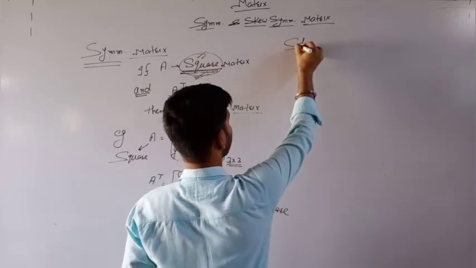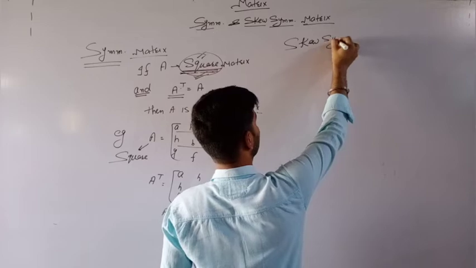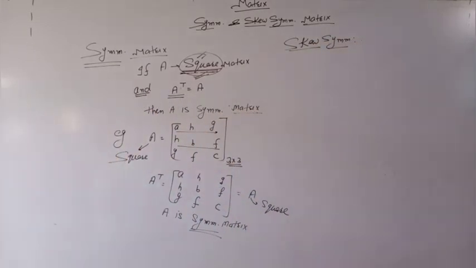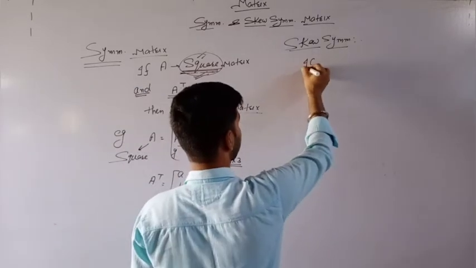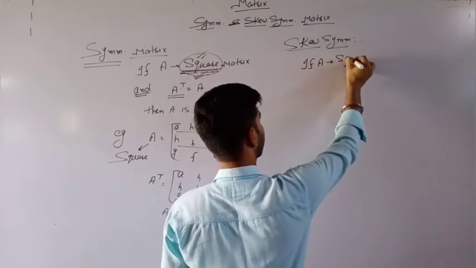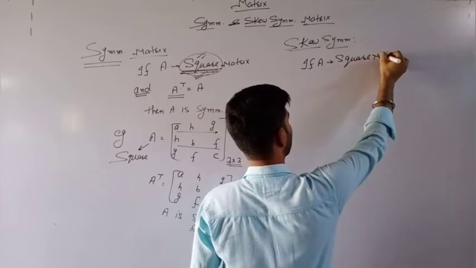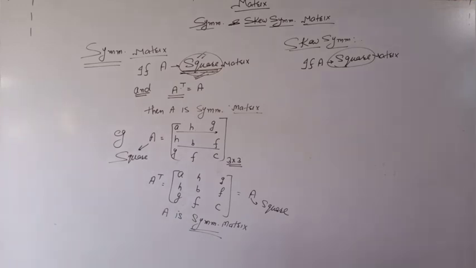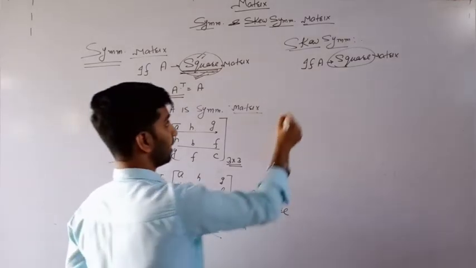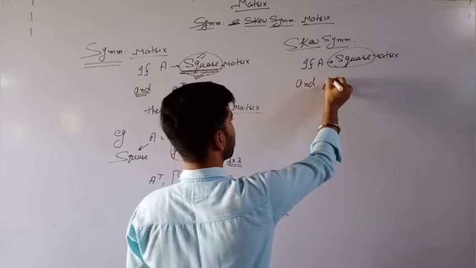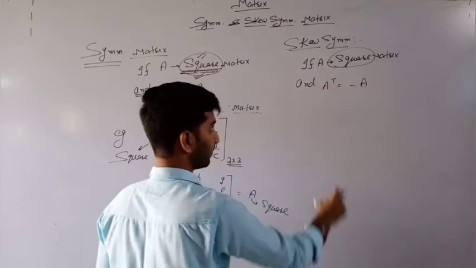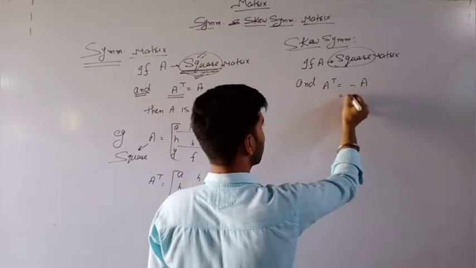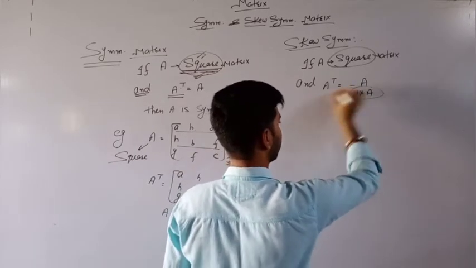Similarly, skew symmetric. Starting with it, if A is a square matrix, which is the most important condition, and transpose of A is equal to minus A, it means that we can also say it is minus 1 multiplied by A.